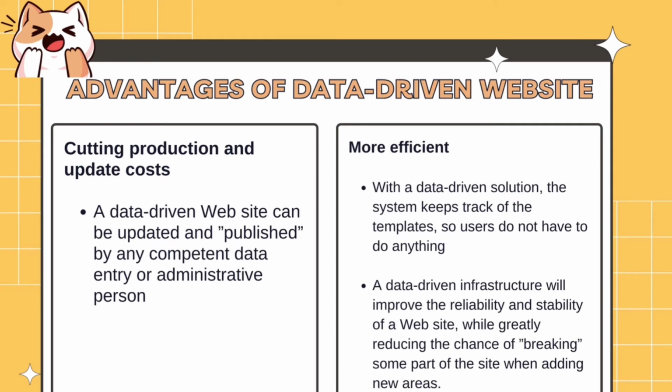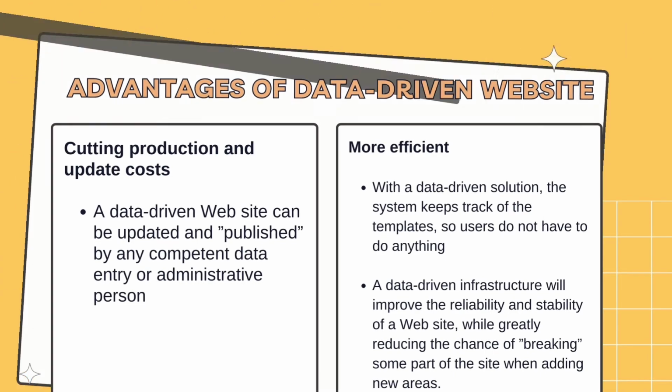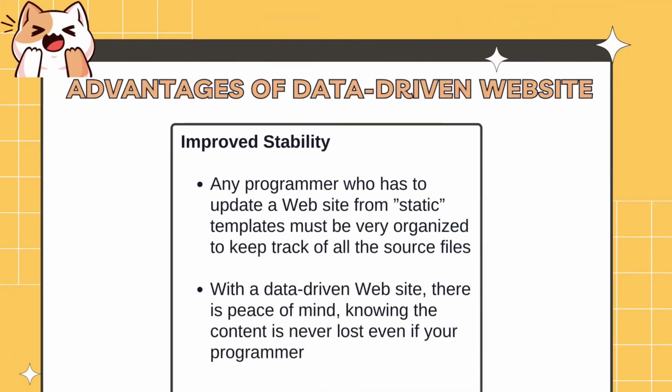With a data-driven solution, the system keeps track of the templates so users do not have to do anything. A data-driven infrastructure will improve the reliability and stability of a website while greatly reducing the chance of breaking some part of the site when adding new features. And lastly, it can improve stability. Any programmer who has to update a website from static templates must be very organized to keep track of all the source files. Therefore, with a data-driven website, there is peace of mind knowing the content is never lost, even if your programmer leaves unexpectedly.